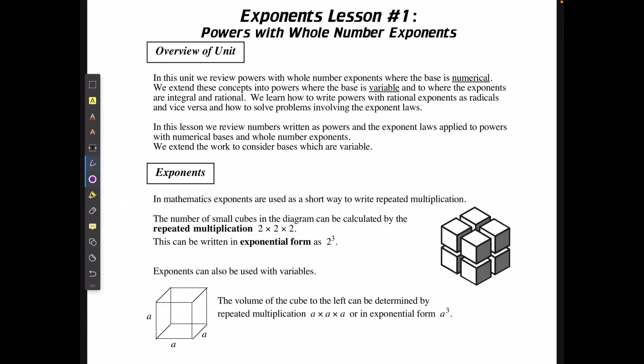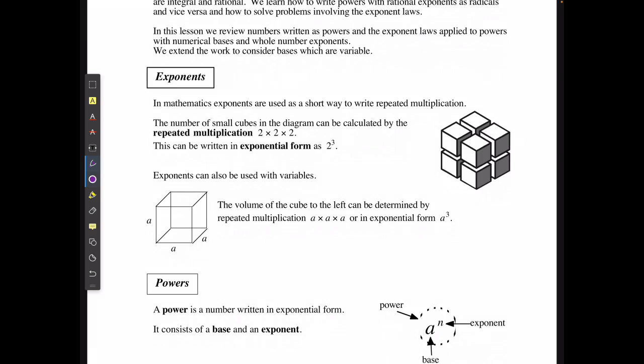Okay, for this next section, we're going to review and expand upon our knowledge of exponent laws. So we know that in mathematics, exponents are used as a short way to write a repeated multiplication. The number of small cubes in the diagram can be calculated by the repeated multiplication of a side length of 2 times a side length of 2 times a side length of 2, or 2 to the power of 3 in exponential form. Exponents can also be used with variables.